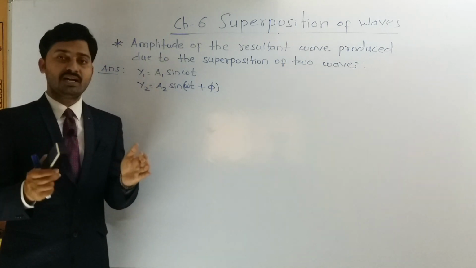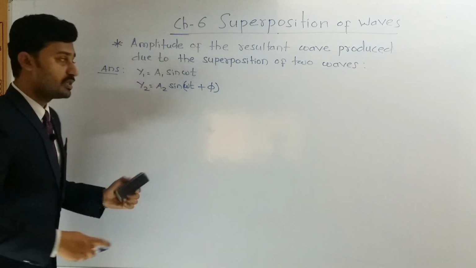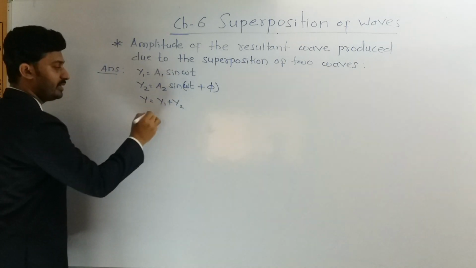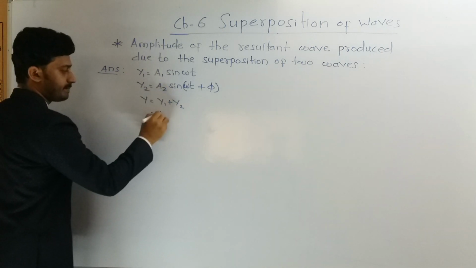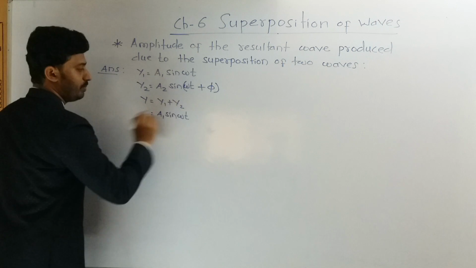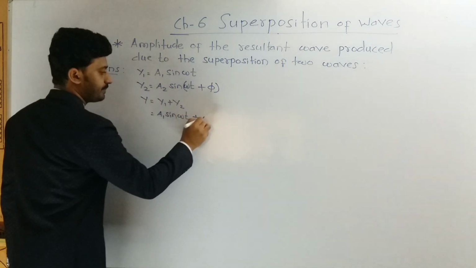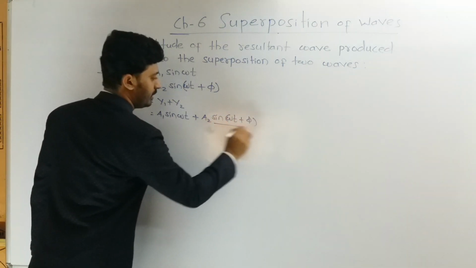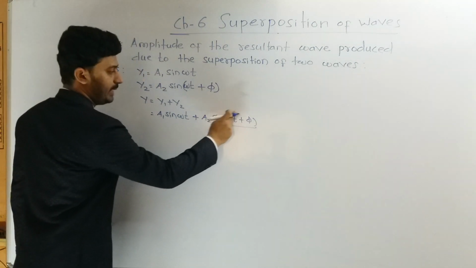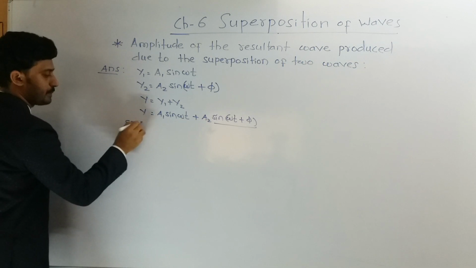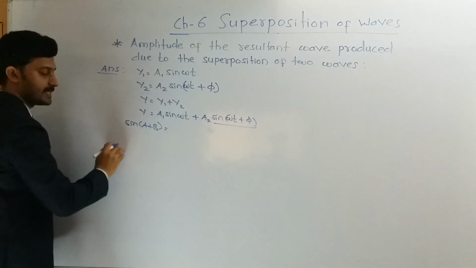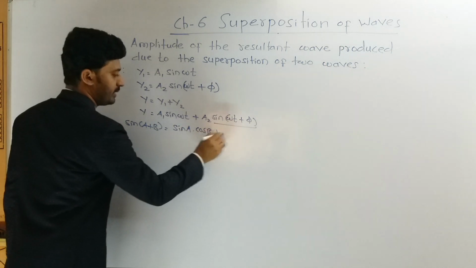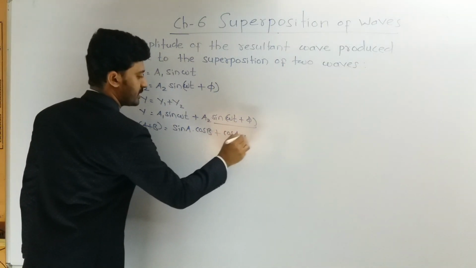Now when these two waves arrive at a point of the medium, due to superposition principle, we can write y is equal to y1 plus y2. After substituting respective values, instead of y1, a1 sine omega t, plus instead of y2, a2 sine omega t plus phi. Okay. Now here we can use the formula sine a plus b, and it is sine a plus b is equal to sine a cos b plus cos a sine b.